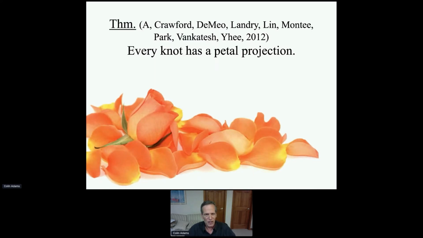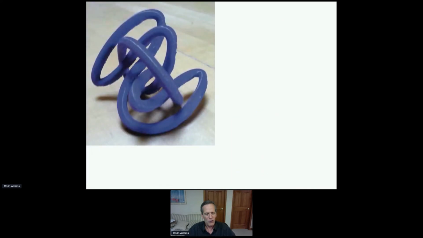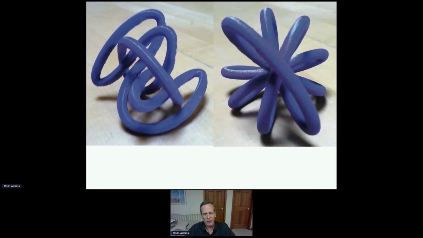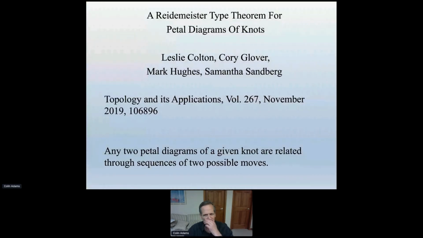So every single knot has a petal projection, and therefore you can define the petal number of a knot, which is the least number of loops in a petal projection. So here is a 3D printed knot that looks quite ugly from the side view, but from the top view, you can see that it's a petal projection. And so then we made a table of petal numbers and the permutations that correspond to the petal numbers. And various people have followed up on this.